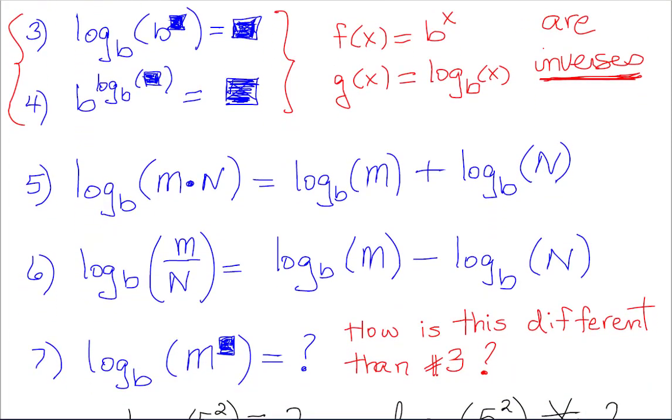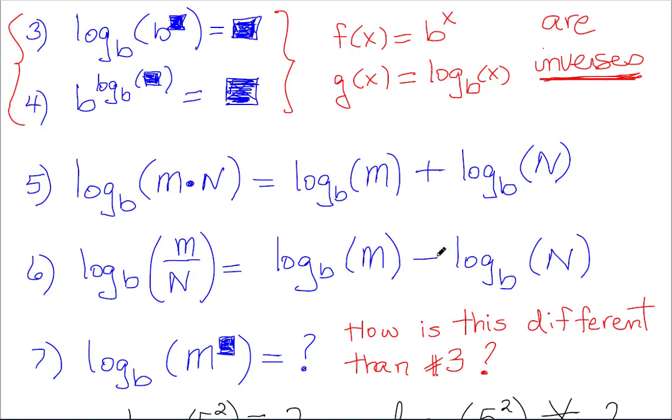All right, so let's look at property 5, log b of a product. Anytime you have the log of a product, you can expand that to the sum of each of the pieces individually. And when you have log b of a division, it goes over to subtraction.